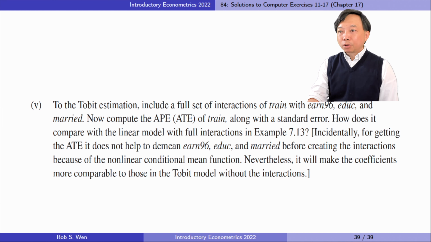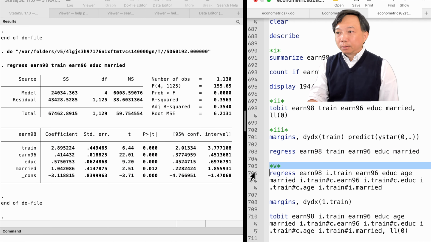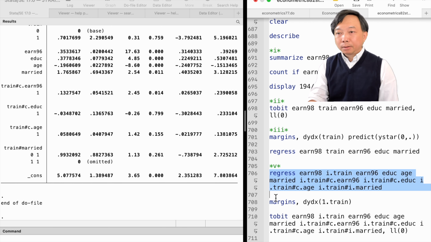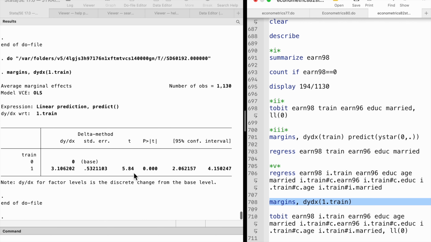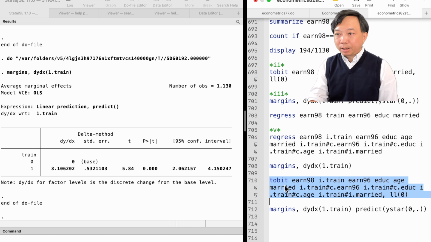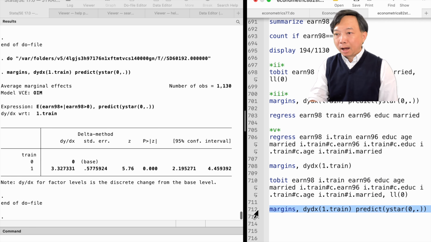In Part 5, estimate the Tobit model, including a full set of interactions of chain with U96, education, and merit. Now compute the average partial effect of chain, along with the standard errors. How does it compare with the linear model with full interactions in example 7.13? The linear model in example 7.13 gives the average partial effect of 3.11 and is statistically significant at the 1% level. The Tobit model here gives the average partial effect of 3.33, slightly higher than that from the OLS, and it is also statistically different from 0 at the 1% level against a two-sided alternative.